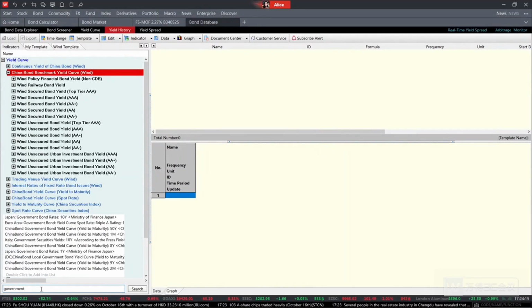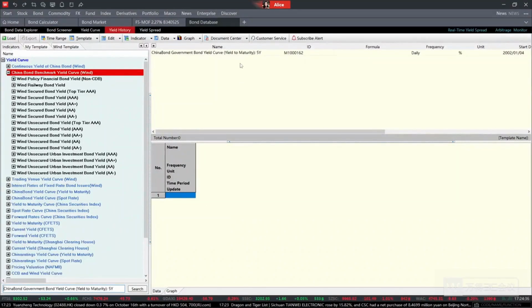Government bond yield curve over here. And we are going to take a look at the 5 years, right? So we can just enter the 5 year over here, the government bond yield curve, the 5 year. So I can just find this bond that I want. I just double click over here, then this indicator will show up over here.